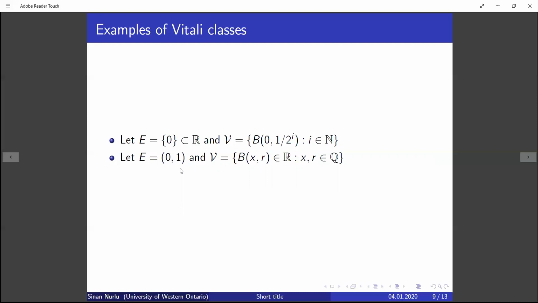But even if the set is uncountable, far larger than a singleton, we can still find a countable Vitali class, because we know that rational numbers are dense in real numbers. Therefore, if we pick our center and our radius from rational numbers, our Vitali class would be countable, even though our set is uncountable. So when we say sufficiently large, when we talk about Vitali classes, it can be a small class of sets as well. So it could be countable. I just want to point that out.